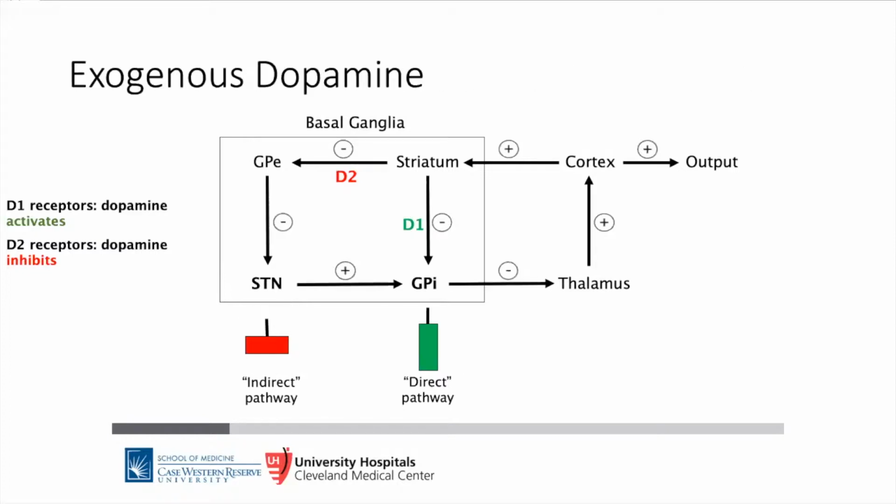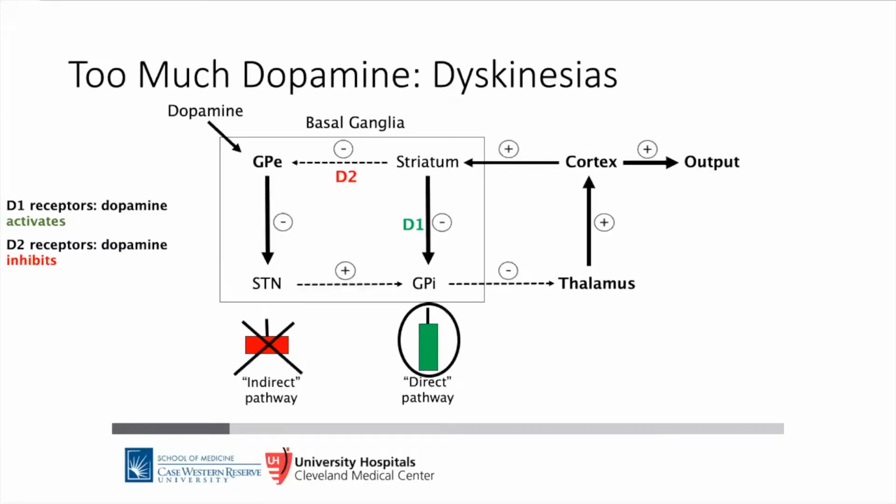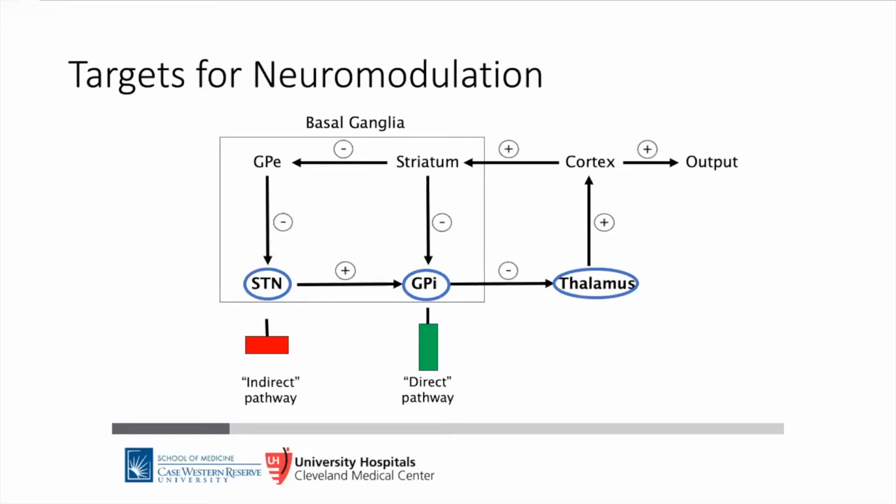And exogenous dopamine helps to restore this, but then if you go to the next slide, you see that too much dopamine can really affect it in the wrong direction, and you have overactivity of movement. Next slide, please. And so these are the systems that we primarily target with any of our neuromodulation for movement disorders, but primarily STN and GPi for the Parkinson's disease.